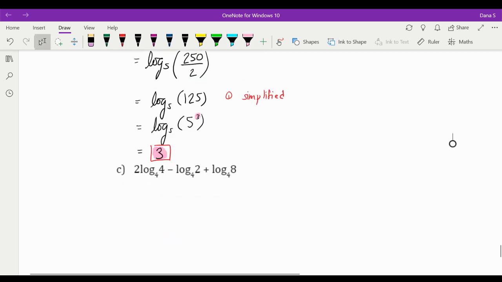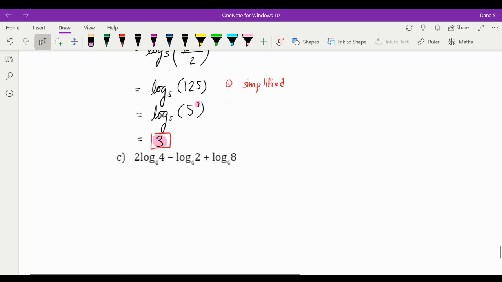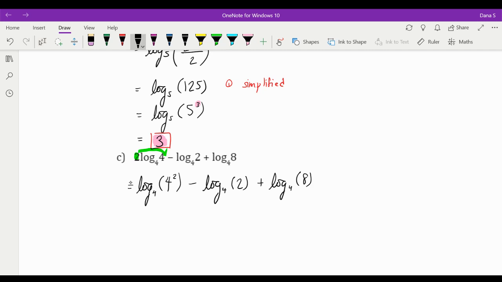For the last one here, we're going to have to use a few of the laws, actually. We're going to start by using the power law of logs to move the 2 into the exponent of the argument. So that would be log base 4 of 4 raised to the exponent 2 minus log base 4 of 2 plus log base 4 of 8. 4 squared is 16. I'll just quickly write out the other logarithms. And then we're going to decide what we should do next.